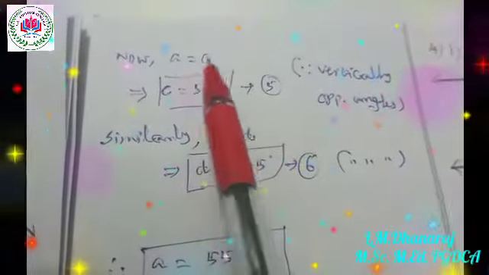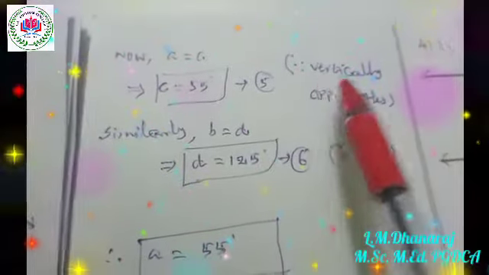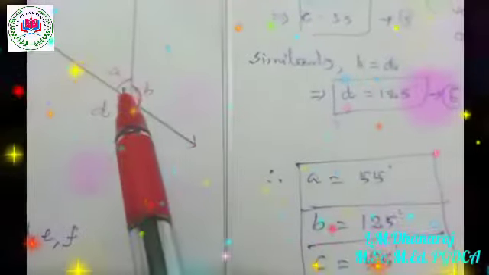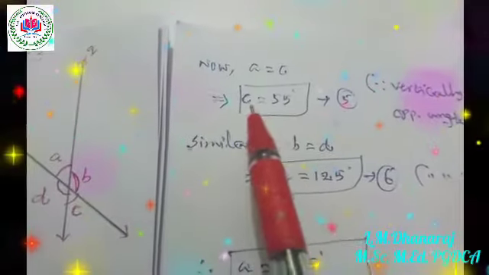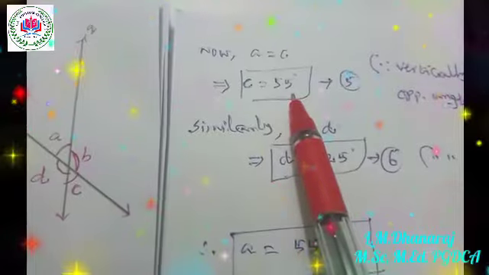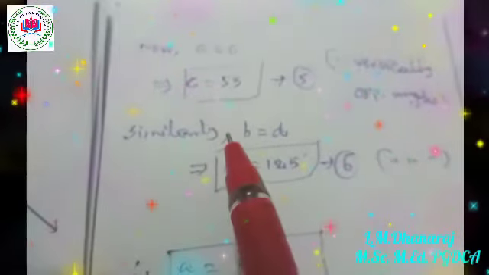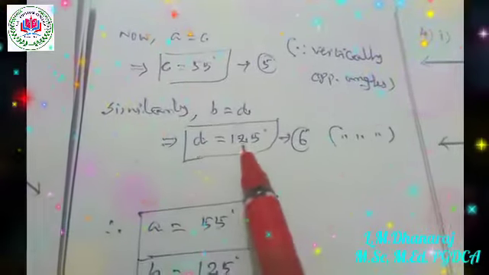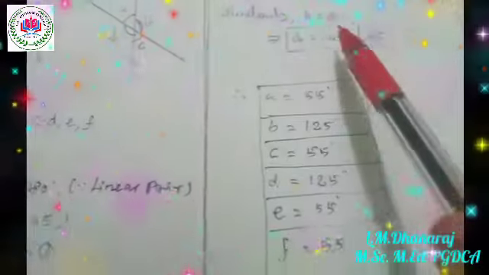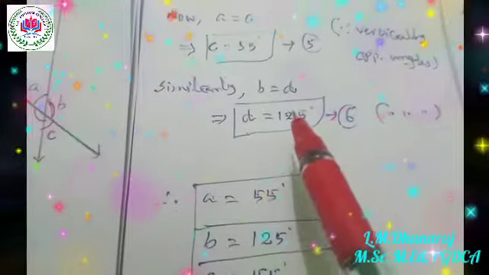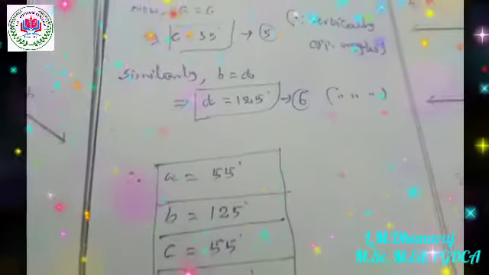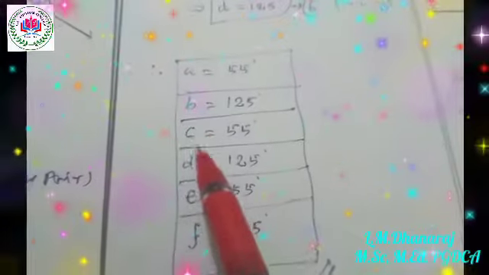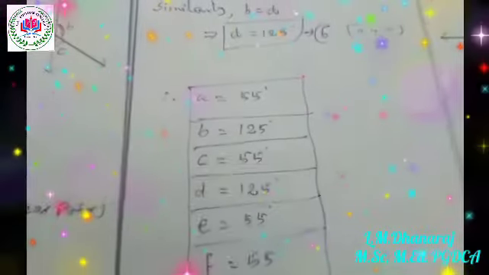Now A is equal to C, because these two are vertically opposite angles. Therefore C is equal to 55, because already we found A is equal to 55. Now B is equal to D, because these two are vertically opposite angles. Therefore D is equal to 125 degrees, because already we found B is equal to 125. So finally we can write A, B, C, D, E, F. These are the angles.